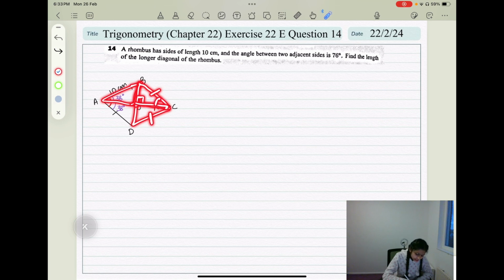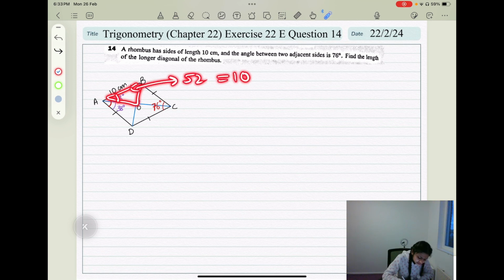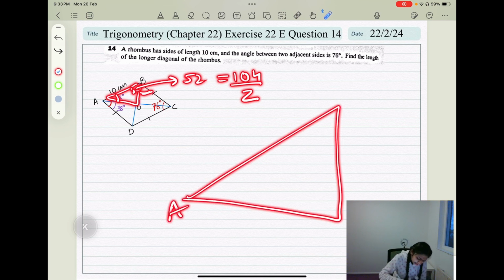So it would divide this into two equal parts. If this is 76, then this would be 38 and this would be 38. Likewise, in this triangle, this is 38 and this would be 52. That would be 104 that we calculated before, divided by 2, because this is 52 and this is 52 too. So this is 90, this is 52, and this is 38.